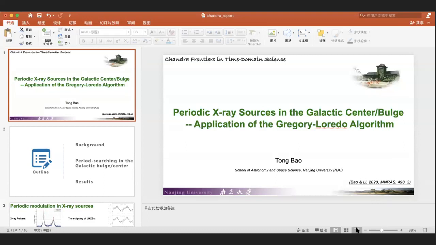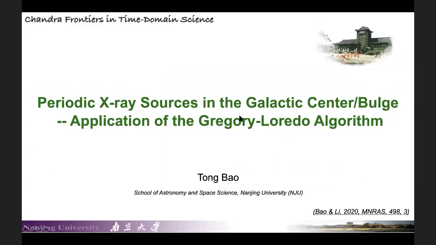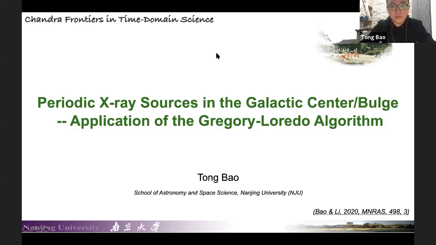Our next speaker, let me introduce you, Tong. Okay, our next speaker, sorry, is, no worries, is Tombaugh, who's coming to us from Nanjing University and will speak about periodic X-ray sources in the Galactic Center/Bulge, an application of the Gregory-Loredo algorithm. Take it away. Okay, thanks a lot for the organizers, and it's been a great honor to be here.